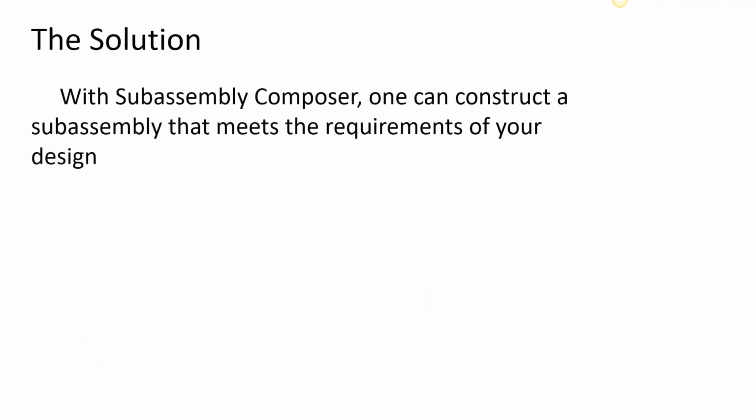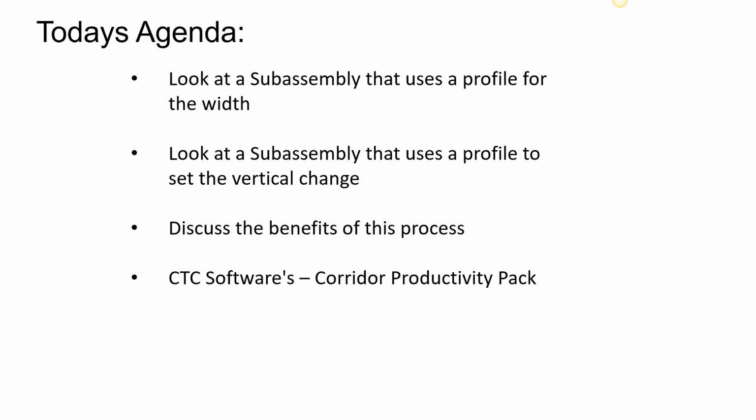By using a subassembly composer, one can construct a subassembly that meets the requirements of that design. What I'm looking at doing is speeding up the process, and we'll talk about this later on. So in today's webinar, we're going to look at a subassembly that uses the profile for width, the subassembly that uses a profile to set just a vertical change on there, not set the elevation, but a vertical change. To discuss the benefits of this process. And then we're going to look at some of the CTC Software's Corridor Productivity Pack to see how could we take those PKTs, make a little twist to it, and make them that much better.